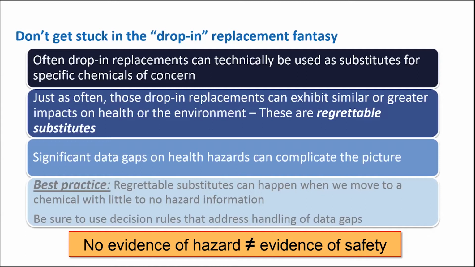Remember, chemicals that are in the same group or class as your chemical of concern may exhibit similar inherent hazard concerns. Yet often, significant data gaps on the health hazards for these potential substitutes exist. So, as a best practice, consider the importance of decision rules to address hazard data gaps. Regrettable substitutes often happen when we move to a chemical with little or no hazard data or information.